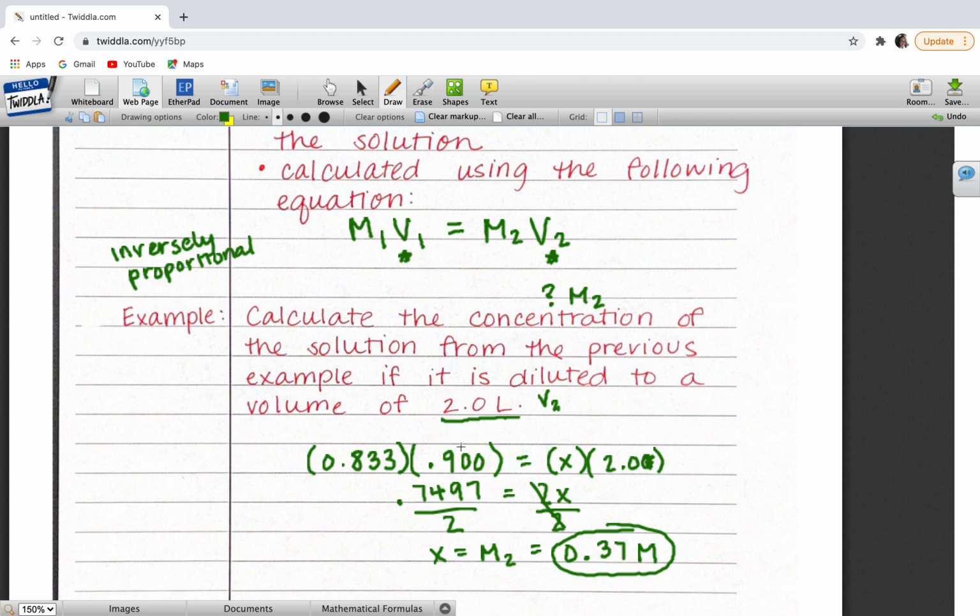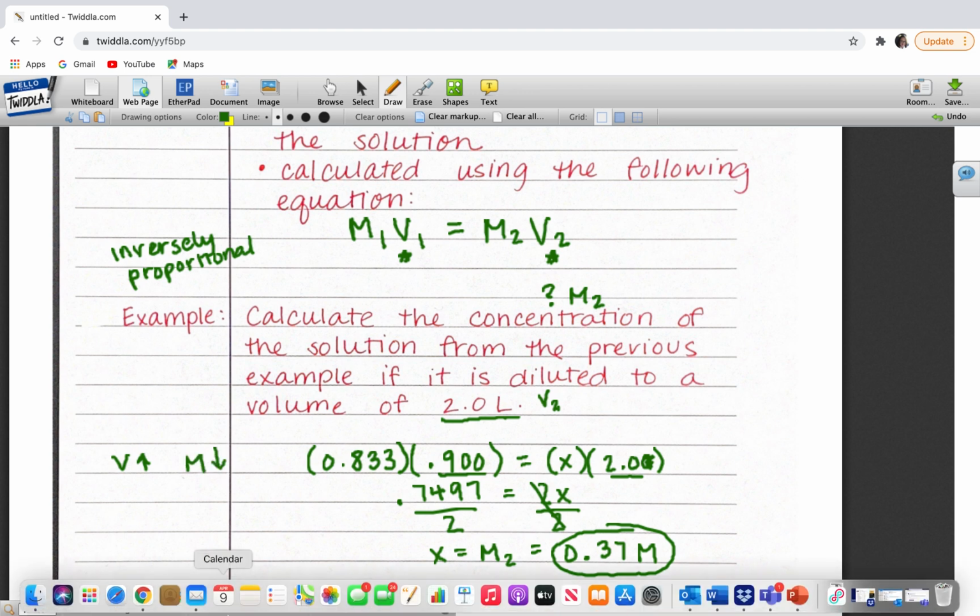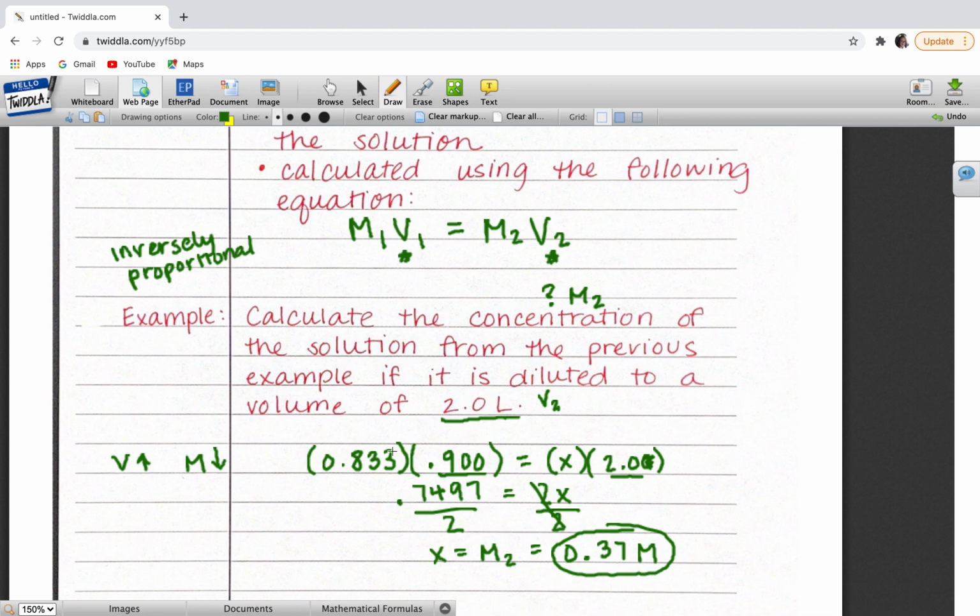And if we think about what we had here, our initial volume was 0.900, but then it went up to 2. So if my volume went up, then my molarity should have gone down, right? If my volume goes up, then my molarity should be going in the opposite direction. And it did. It went from 0.833 down to 0.37. So it's less concentrated, which makes sense because we added a bunch of water to this solution. So that's going to decrease the concentration of it. So I hope this helps explain the process of calculating molarity and dilution.